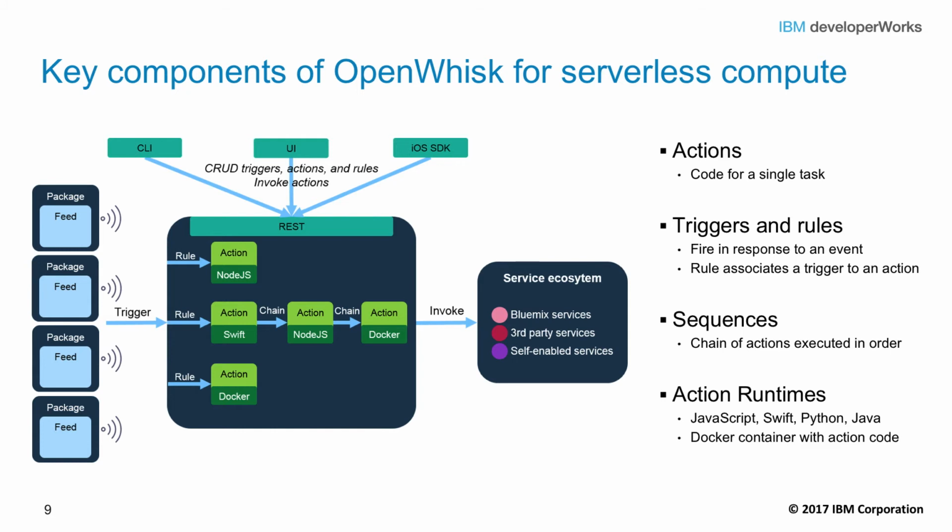Action runtimes. You can develop your actions in JavaScript, Swift, Python, and Java, or create a Docker container with your application code in another language. You can develop your code in the Bluemix Web-based interface or with your favorite development IDE and use the OpenWhisk CLI to upload it. So this concludes our overview of some of the key features of the Bluemix PaaS platform.